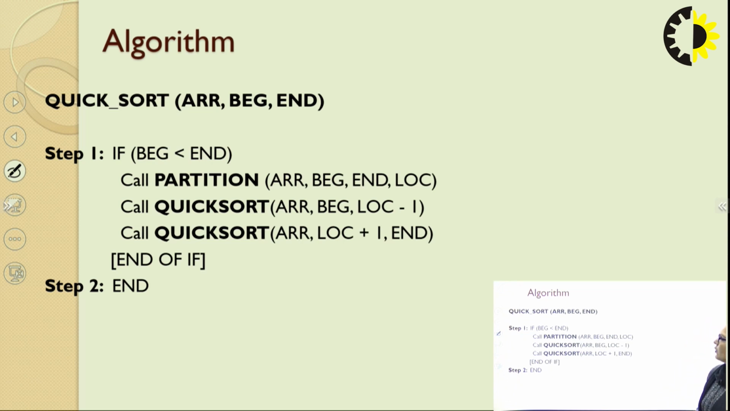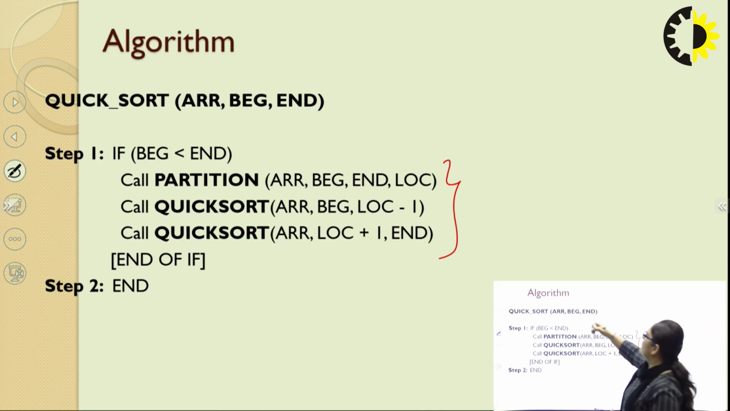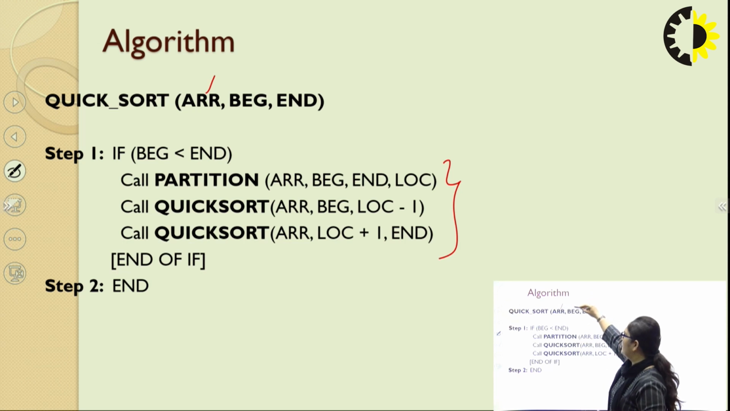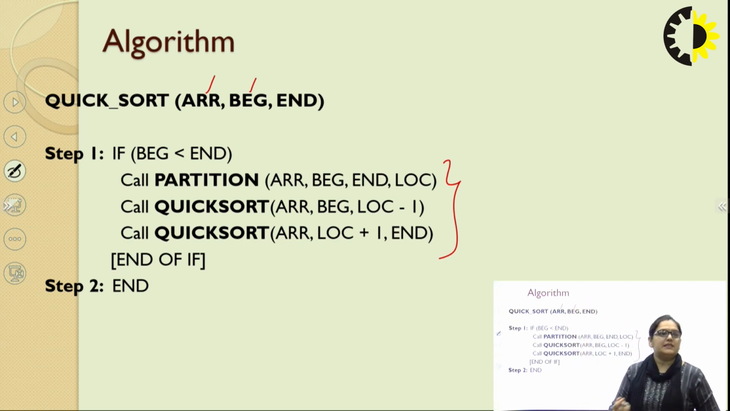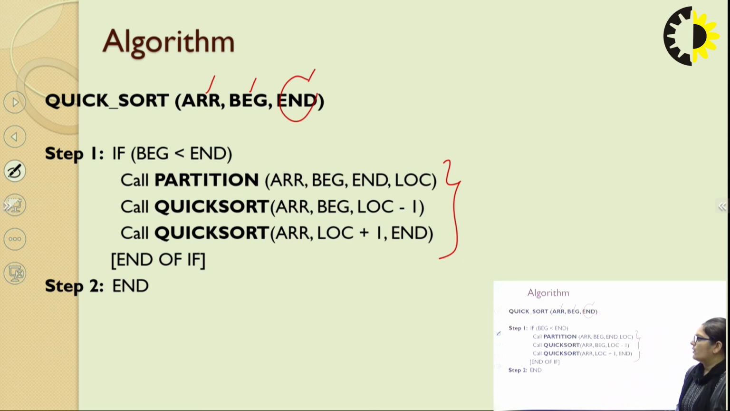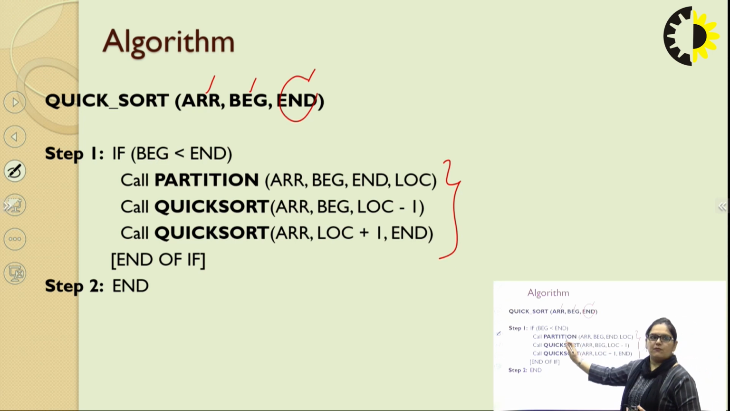So this is the algorithm. Initially we have to partition the array. So in quick sort, here ARR represents the array, the variable begin represents the first element, and the variable end represents the last element of the array. So in step 1, first we have to check the condition. If begin is less than end, then we have to call the partition function.